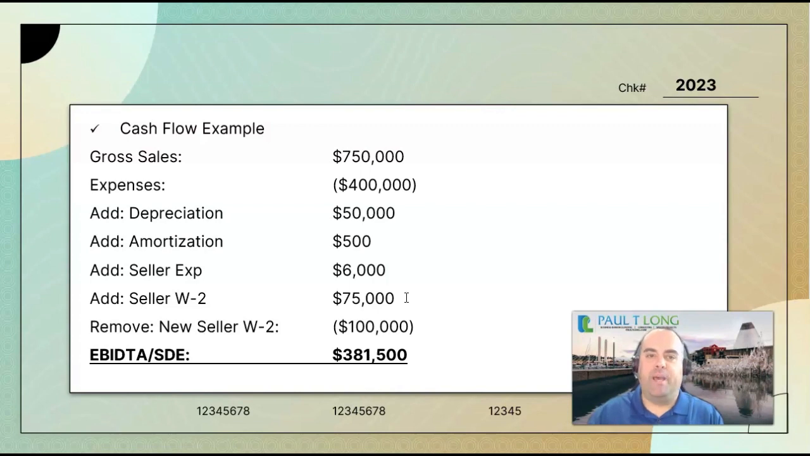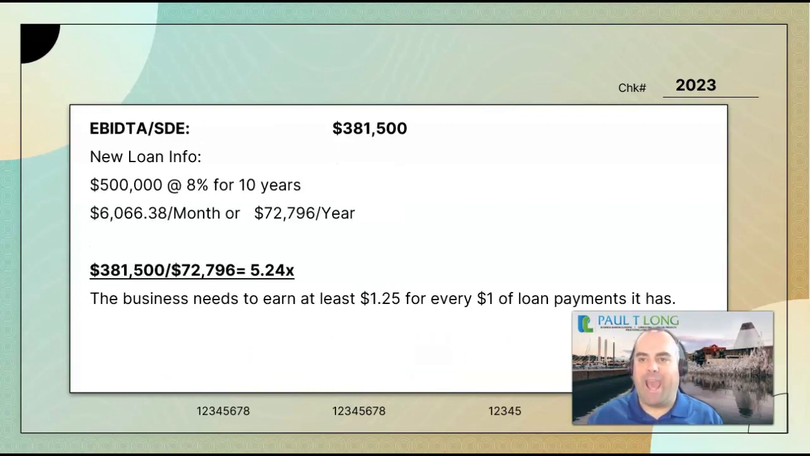Okay, so let's say, for example, the seller was taking out $75,000 and the new buyer wants to take out $100,000. That's fine, but we want to make sure that cash flows. So we're going to turn that, and your EBITDA or seller's discretionary earnings is $381,500. Okay.